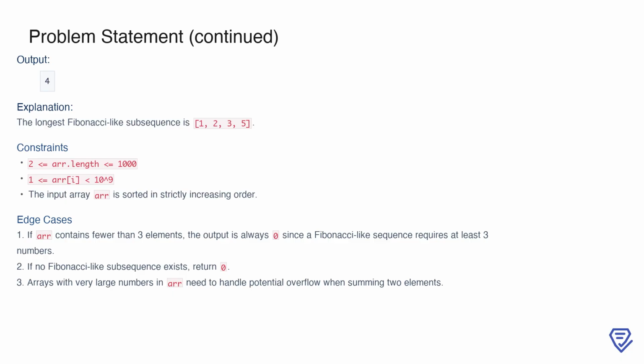Moving on to the constraints, the input array will have a length between 2 and 1000, and each element will be a positive integer less than 10 to the power of 9. The array is guaranteed to be sorted in strictly increasing order, which means no duplicate elements are present.